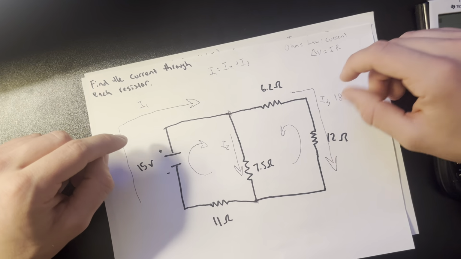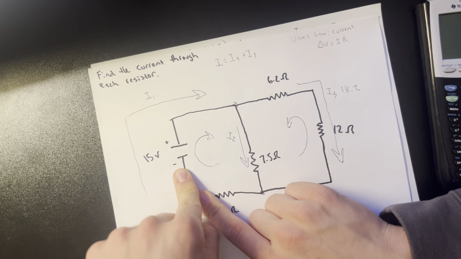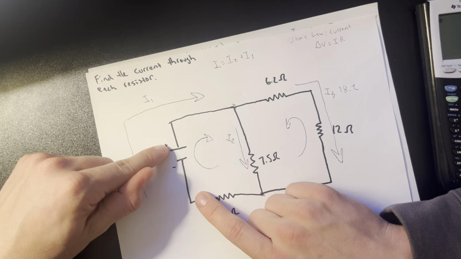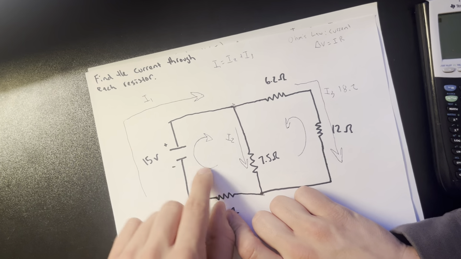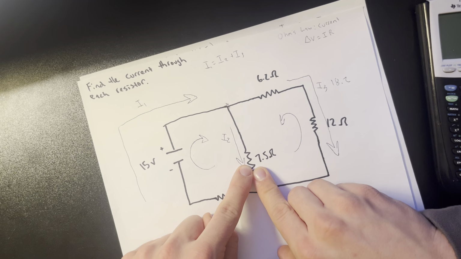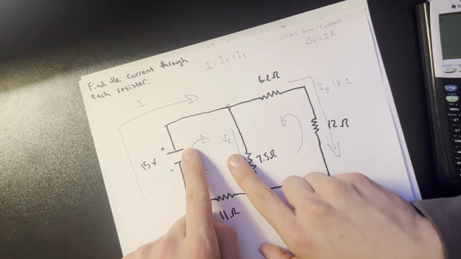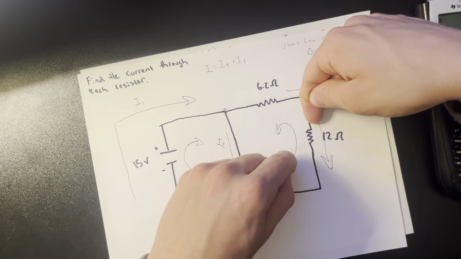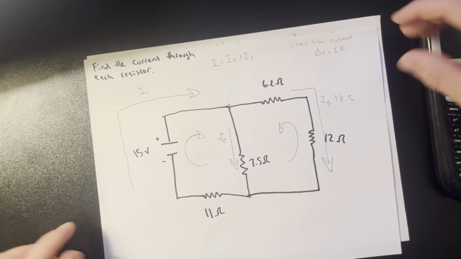And then just a quick rule: if you're going from negative to positive, for the voltage, it's going to be positive. If the current is going with the loop, it's a negative resistance. And if it's going against, so this one's going down, this one's going up, against is positive.